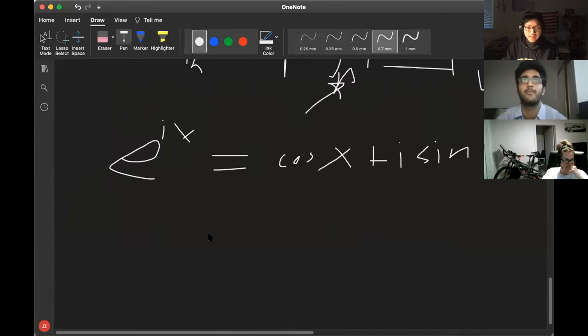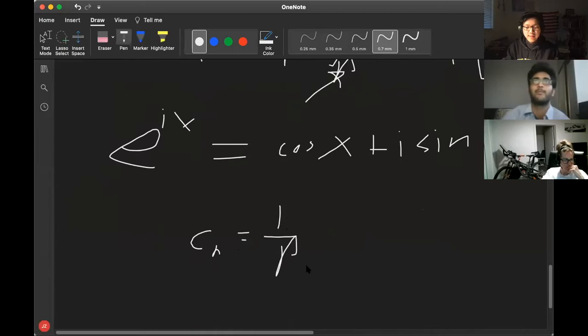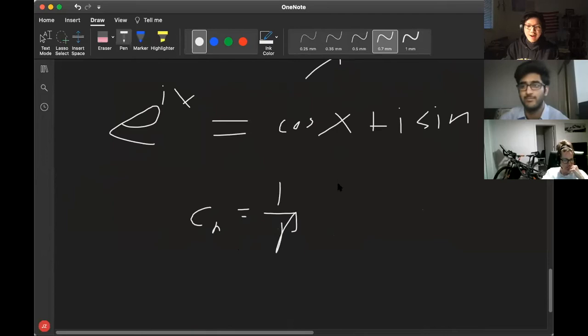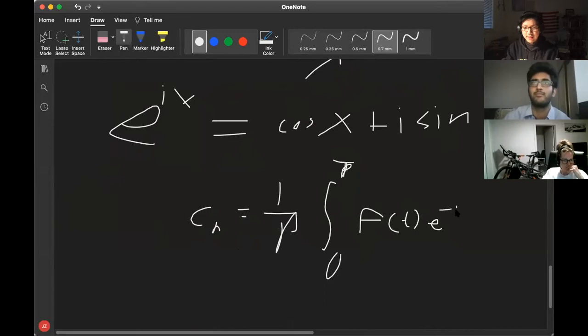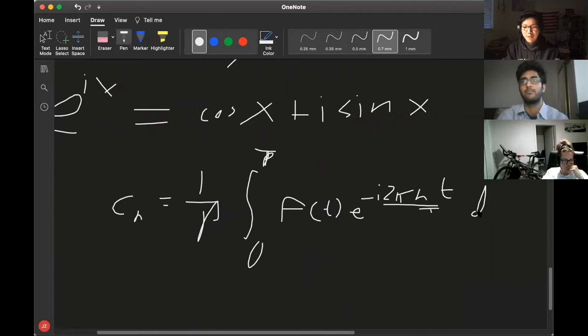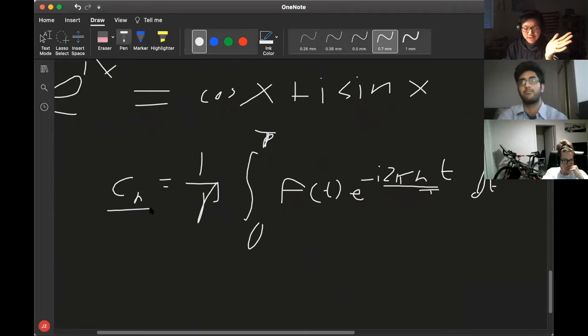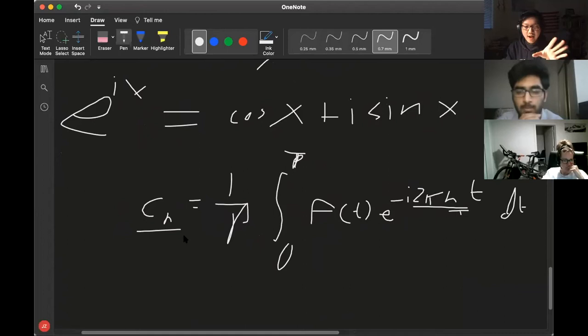So c_n is equal to 1 over p. You might come across literature that uses T instead of P. If they use T, it's more common in engineering. P is more common in pure mathematics. The integral goes from 0 to P. Oops, there we go. And then you would have your function of interest, f of t. And then from here, you would have e to the negative i 2 pi. This exponential does look intimidating at first, but I assure you, if you mess around with this a lot, it won't be as intimidating. So this is how you would get the coefficients if you were to use this property here, Euler's identity. So you only have to calculate one set of coefficients.